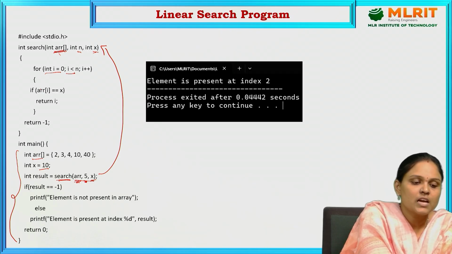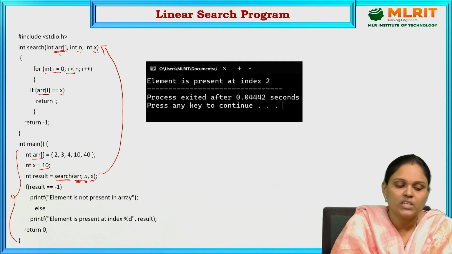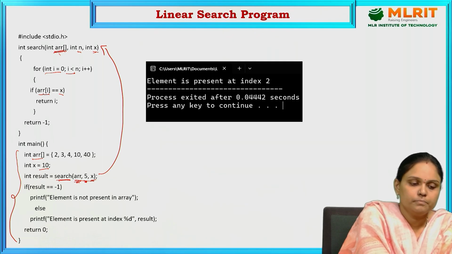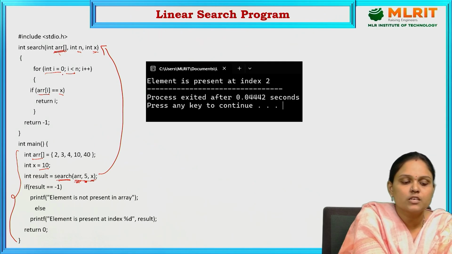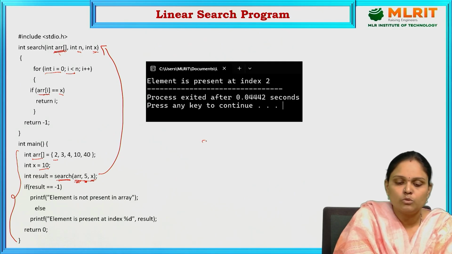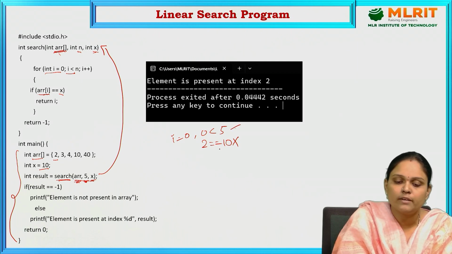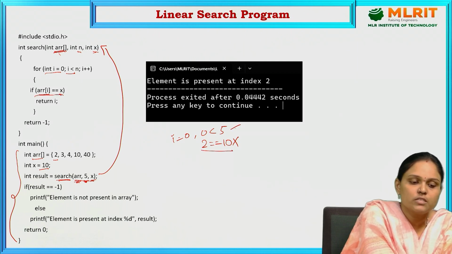Then inside this for, we write the logic: whether ARR of i matches the key element, which is x. Here the x value is 10. The i value is 0, so from index 0 we are searching. The element at index 0 is 2. So 2 double equals 10? No, the condition is false here. Initially i equals 0, and 0 is less than n, where n is 5. The condition in for is true, and the condition in if is false.